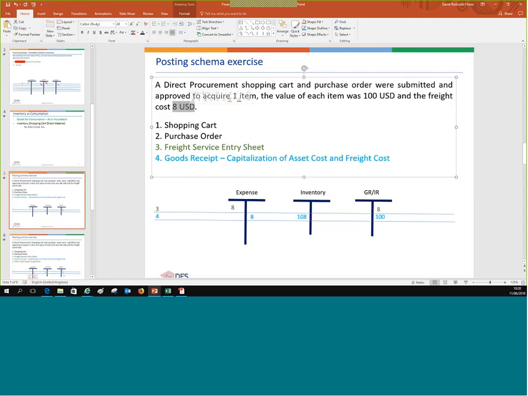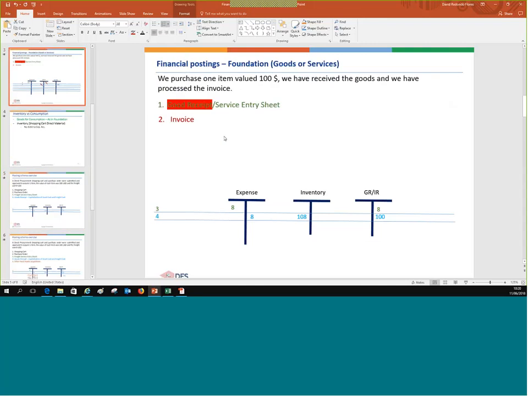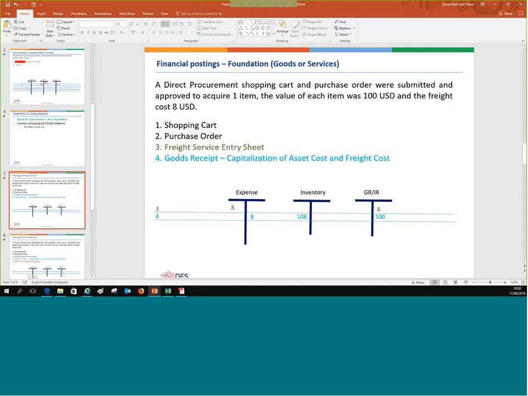So let's imagine that we are processing first the service entry sheet for the freight. And as I said, for services, we are still in foundation mode. So if the freight service is $8, we will have $8 going to the expense account as a debit, and as a credit, $8 going to the GRIR, which is normal, right? And then we will have invoice process, and we will clear GRIR, and we will pay. So are you following me? Can you please confirm that this scenario is clear? We are acquiring one item, and we have freight services of $8.